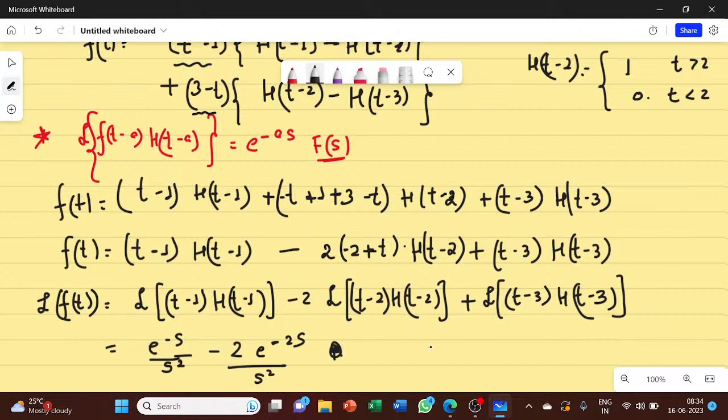Okay, plus e to the power minus 3s divided by s square. So this would be an answer to this.